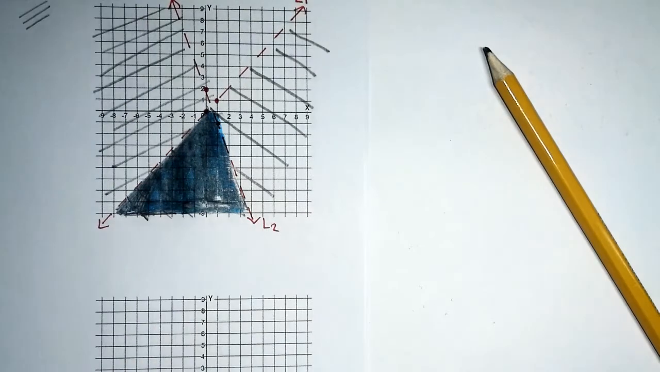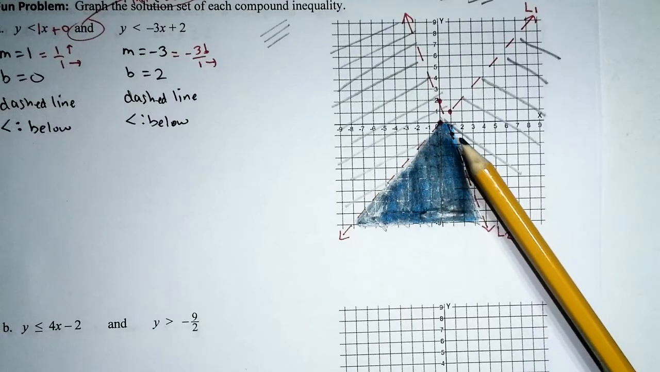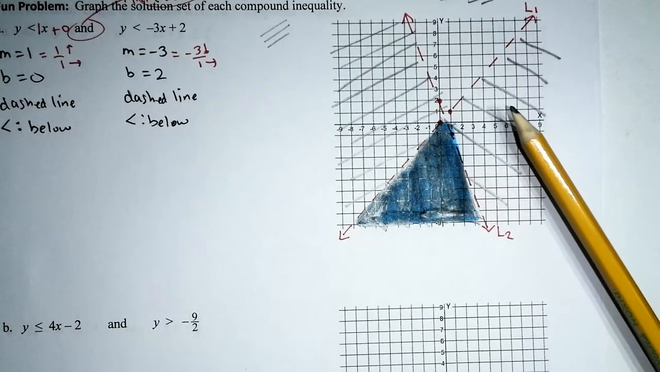Okay, cool. All right. So just to recap, for credit, do we have to show the work of how we shaded each inequality individually?